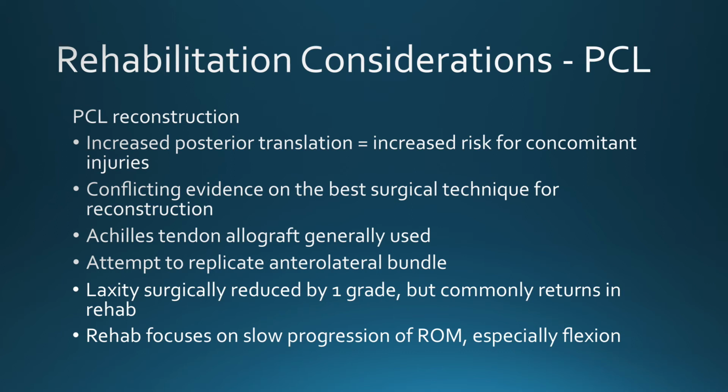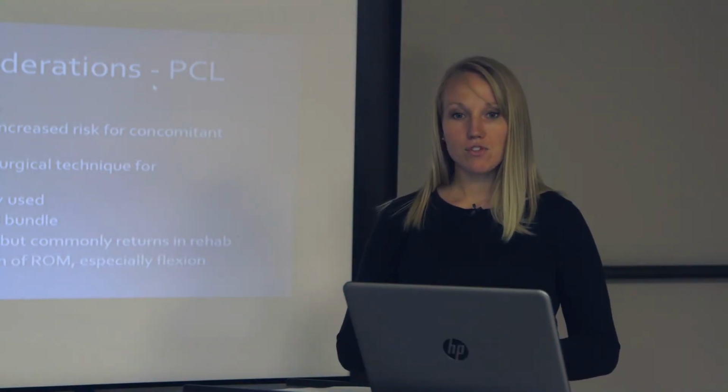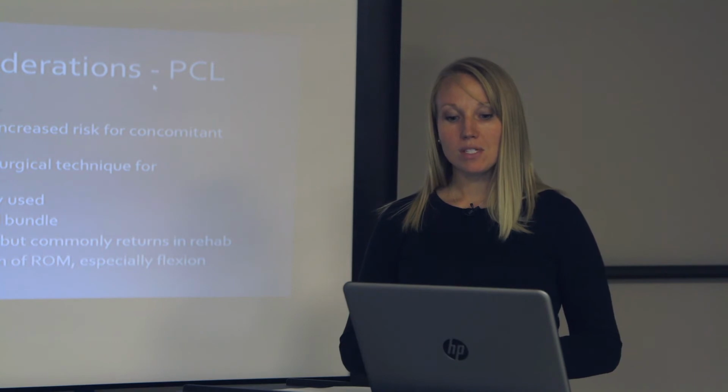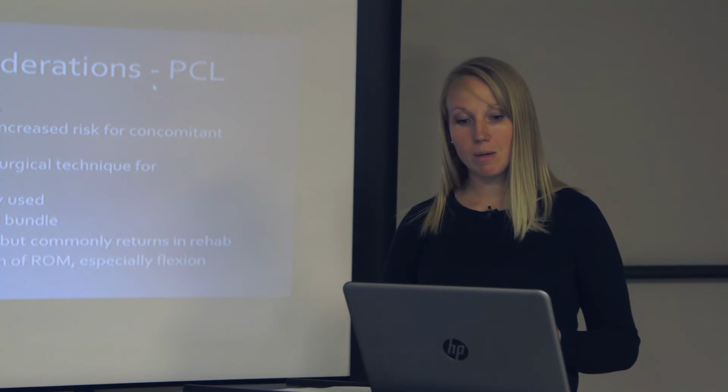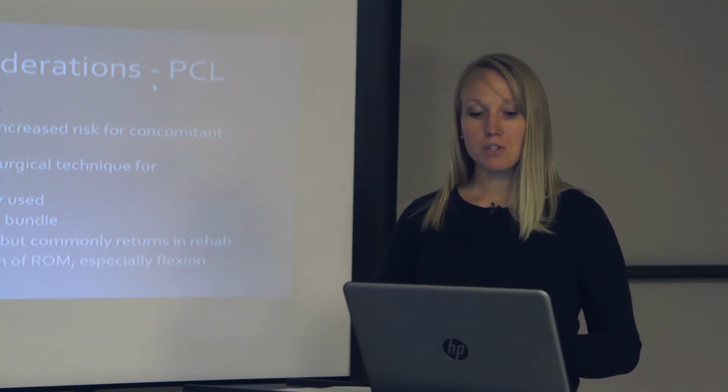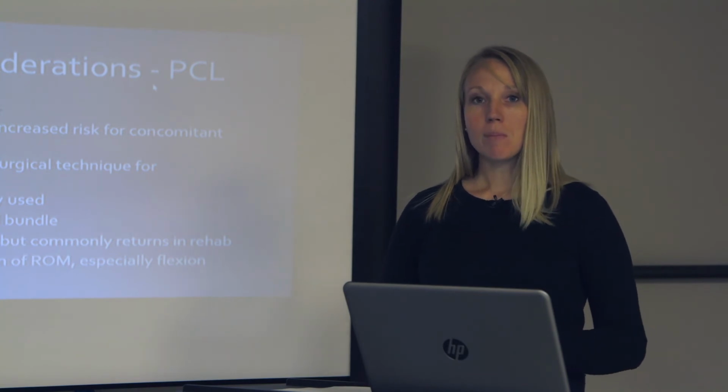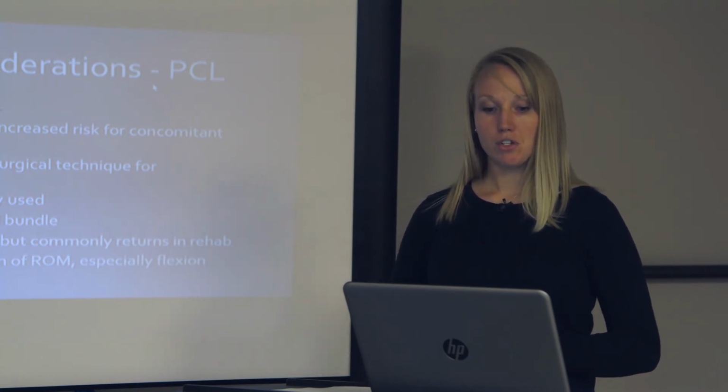With PCL reconstruction, we know that increased posterior translation is increased risk for concomitant injuries. These injuries could be meniscal, they could be capsule related, or they could affect the posterolateral corner or even other ligaments. So there's conflicting evidence on the best surgical technique to limit the amount of translation after the surgery. An Achilles tendon allograft is generally used. They try to attempt to replicate the anterolateral bundle, as this comprises the majority of the ligament. Laxity with the procedure is typically reduced by 1 grade level, but it actually commonly returns during the rehabilitation program.